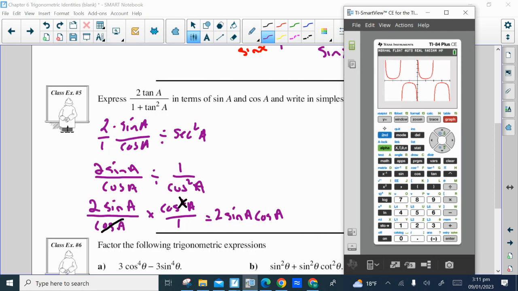which we can check on our graphing calculator. I've got 2 times the tangent of x divided by, and now I'll use brackets to keep this together as a denominator, 1 plus, and I have to do a second set of brackets here so I can square the tangent of x. So close the bracket on the x, close the bracket on the tan of x to square it, and then close the bracket on that entire denominator. And that should be the same graph as 2 sine x cos x. That's what we got for our simplified expression.